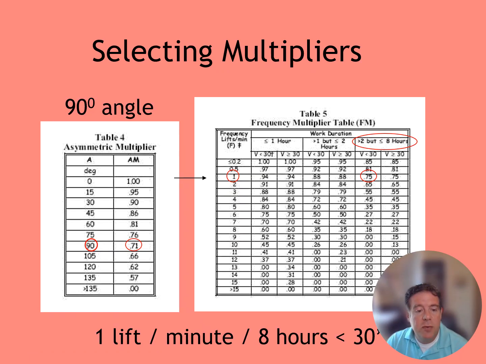Their asymmetry, remember that 100% twist at 90 degrees, so 0.71. The frequency, not very many, only one per minute, but their shift is long for 8 hours, so 0.78. So notice on this frequency modifier, it depends on your shift, so less than an hour, less than 2 hours, and then 2 to 8 hours, so that third category is often used.